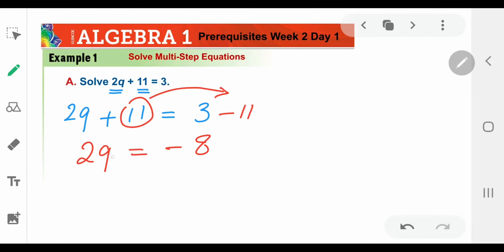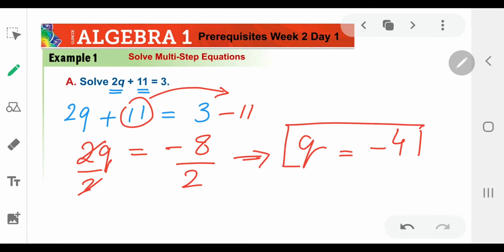And now I have to get rid of the 2. The 2 is multiplied by the q. To get rid of it, you can either divide both sides by 2 or directly divide the right hand side by 2 to take it to the other side. And in this case, q will be totally isolated. Negative 8 divided by 2 is negative 4. And here is the solution of this equation.